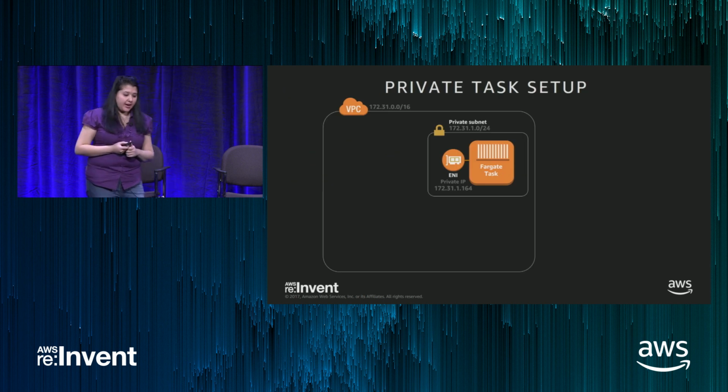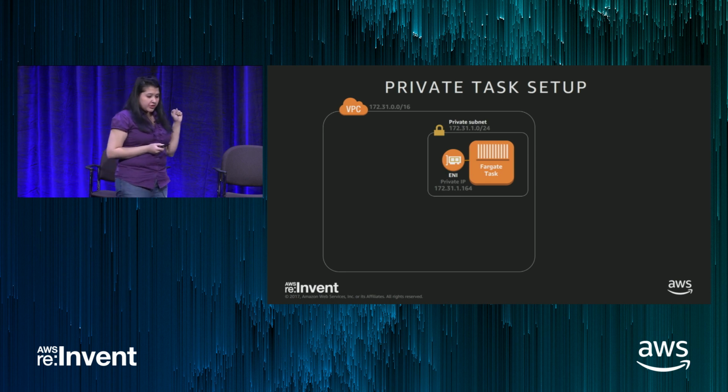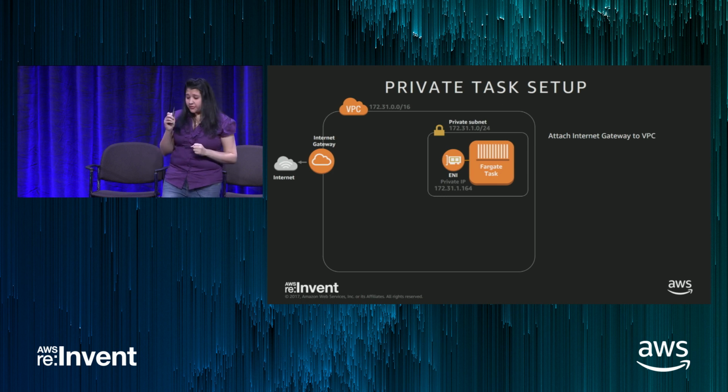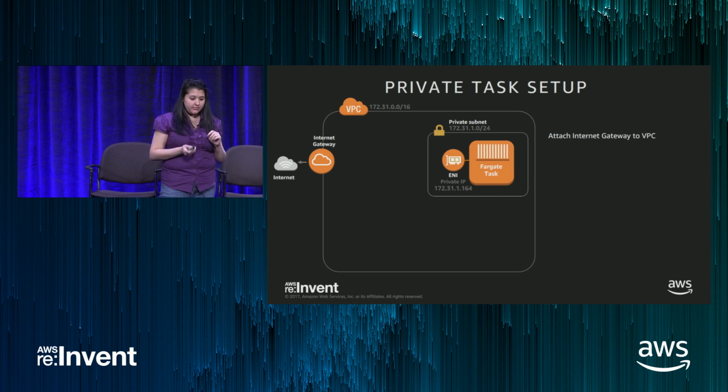So, private task setup. This is the setup that we've previously introduced. You have a VPC, you have a subnet, you have a task that has an ENI with the private IP address from your VPC. You now want this task to not be able to take any inbound internet traffic, but still be able to send outbound internet traffic. So for any traffic that needs to leave your VPC and go out to the internet, the first thing you need is an internet gateway. So you'll have to attach an internet gateway to your VPC.